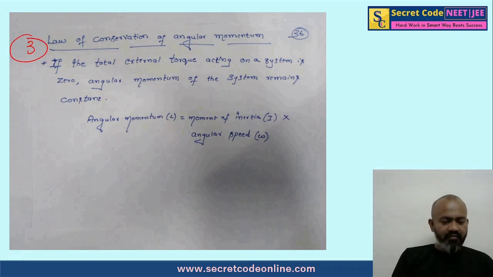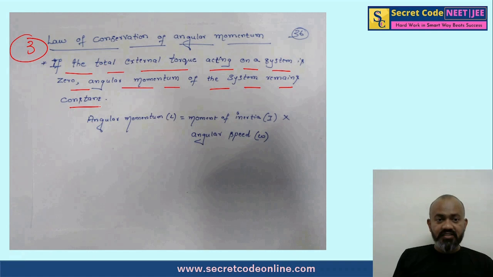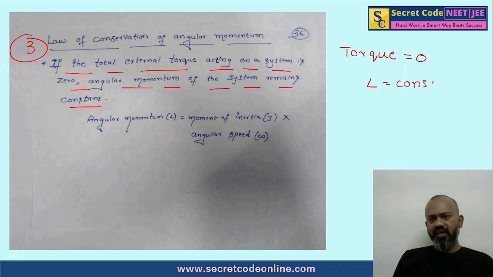See what is the meaning of the law of conservation of angular momentum. To explain this, first let us read out what is there here. If the total external torque acting on a system is zero, the angular momentum of the system remains constant. First we have to know what torque is. If the torque is 0, the angular momentum, which is represented by the symbol L, of the system is constant. Only when torque is 0, it will be constant. But first let us know what torque is.